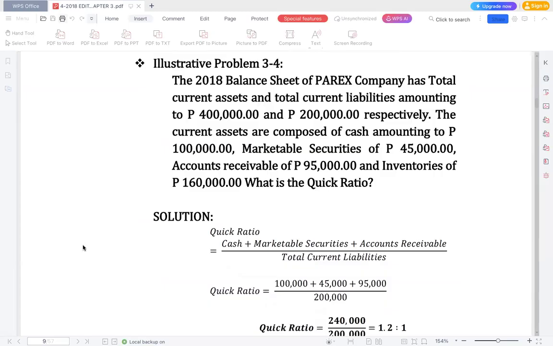Parex company has total current assets and total current liabilities amounting to 400,000 and 200,000 respectively. The current assets are composed of cash amounting to 100,000, marketable securities of 45,000, and accounts receivable of 95,000. Inventories of 160,000. What is the quick ratio? So inventory in this case will not be included.